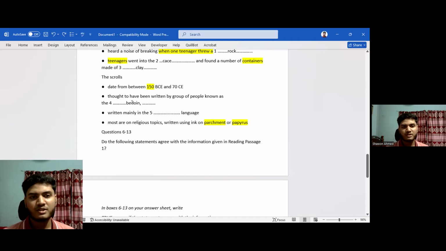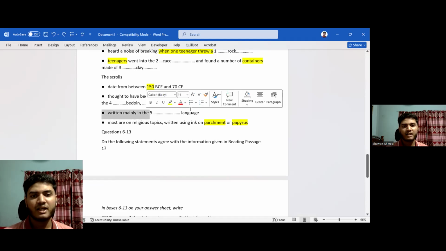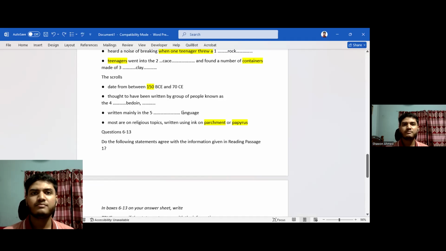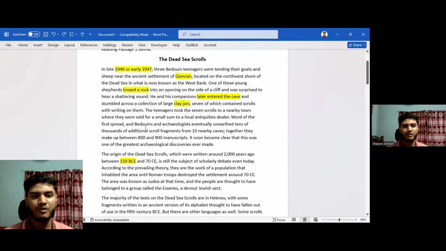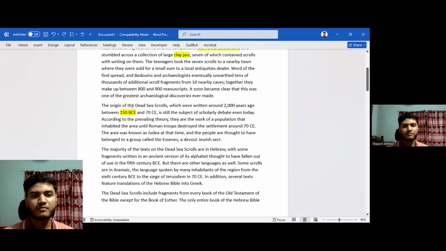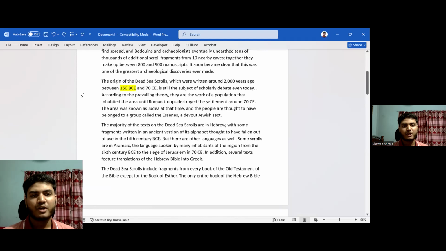Then the next one is written mainly in the language. So it should talk about a language. It can be Arabic, it can be any kind of language. Whatever they find in the passage, they will mention the language. Okay, let's move on to the passage. So here is our keyword, 150 BC, and let's read from here.